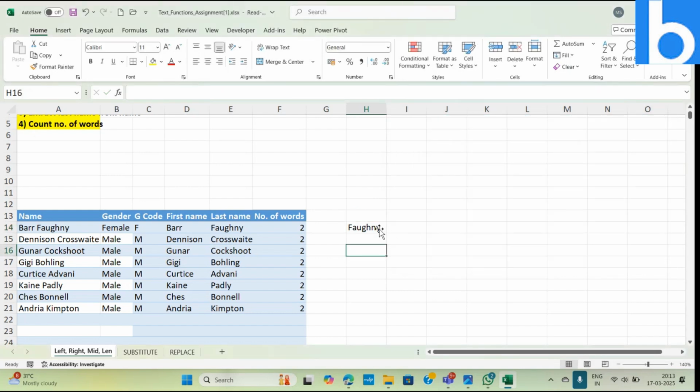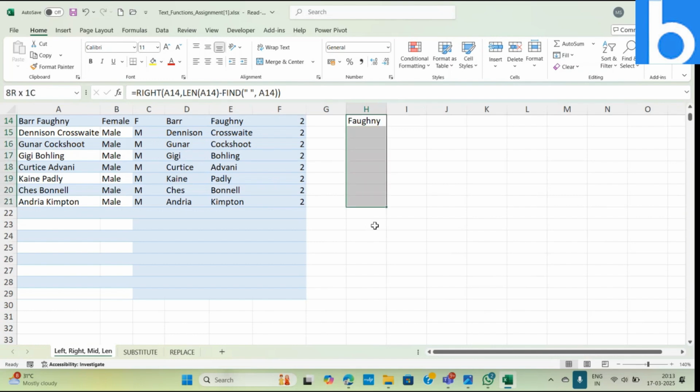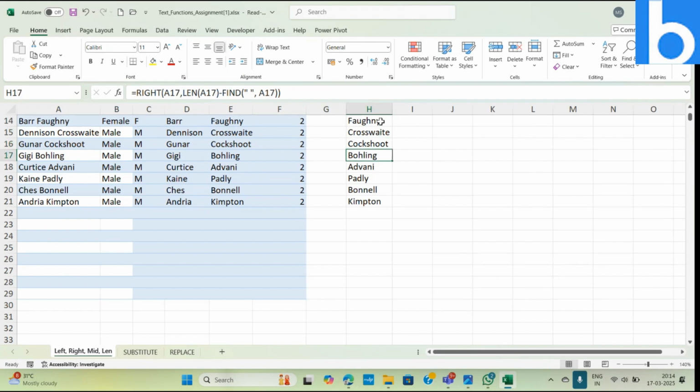If I repeat this over here, is it working? A common mechanism is very much working for all of them. What it does is, for each of these, it finds the total length of that particular string, and from there the space position is subtracted. Whichever the space position is doesn't matter. When it subtracts, you get the length of your surname. So that many characters you want to return from the whole string using the right function. Is that okay? Instead of writing it manually, 7 for Fogny, 10 for Crossweight, 9 for Cockshoot, and so on, don't do that. This is the way you're supposed to do it. All okay?